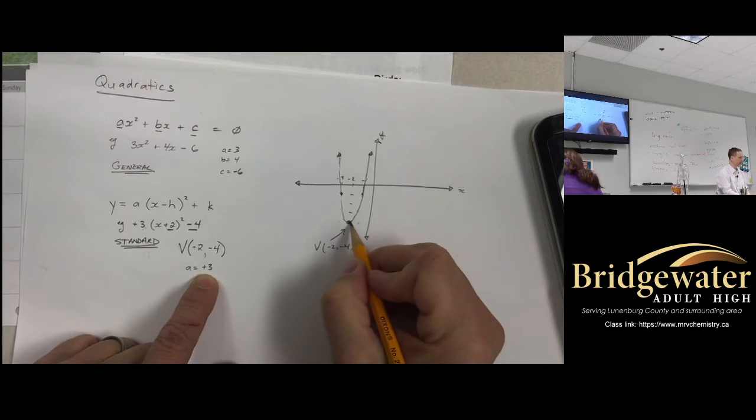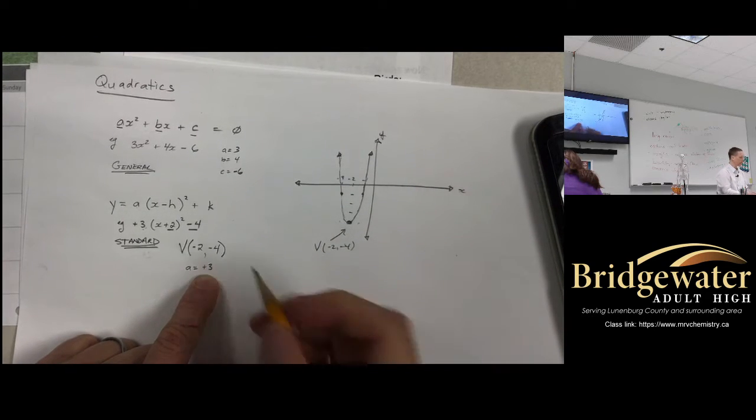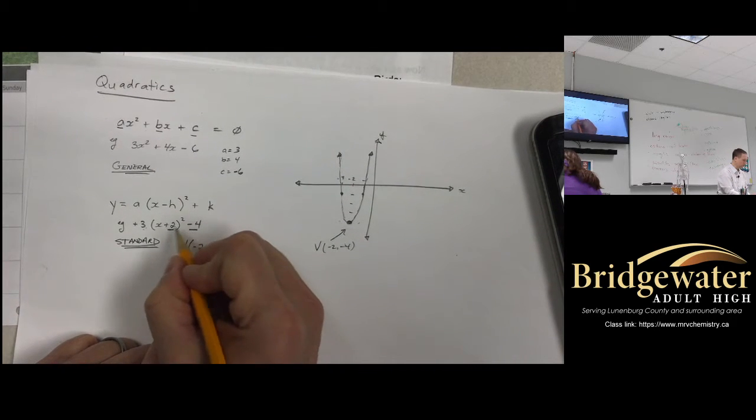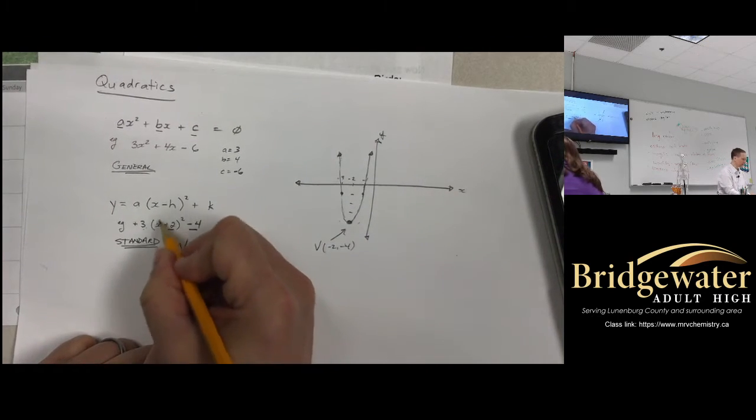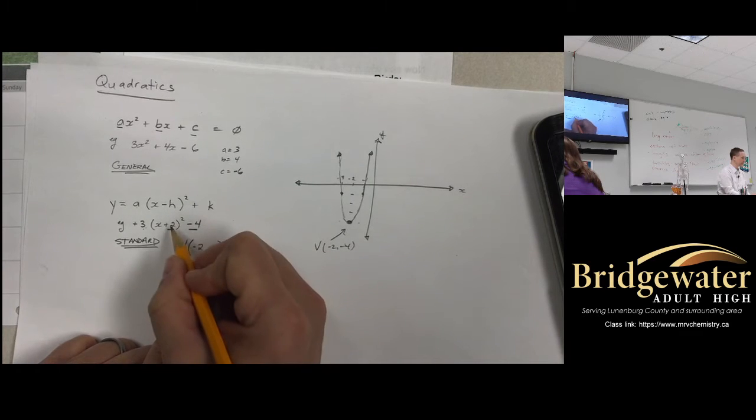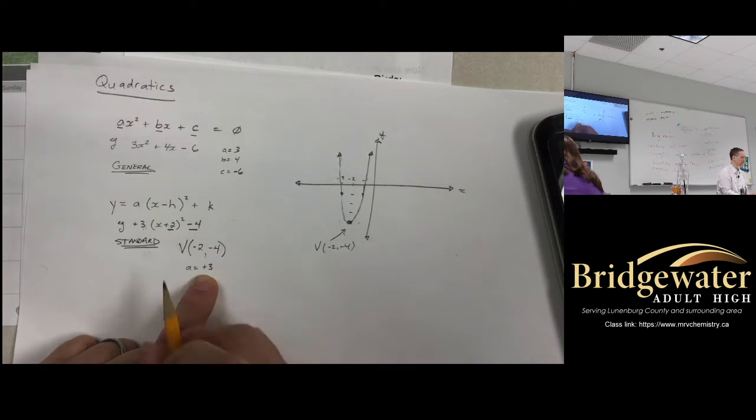Because if you are given the graph, you know the vertex, you know 2/3 of your answer. Or if you're given the standard form, you've got 2/3 of the answer by just plotting that point. The only trick is you have to realize that x thing is flipped. So +2 there is -2.